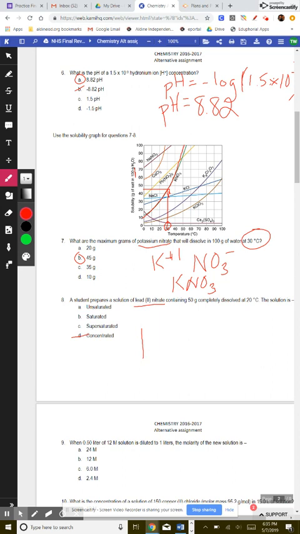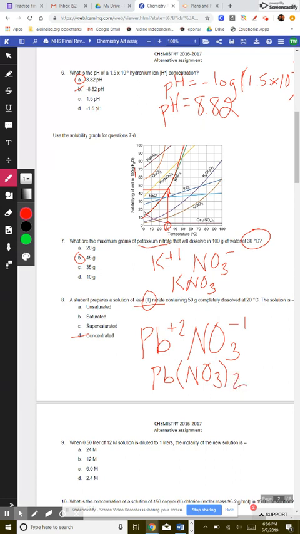Lead nitrate, lead is Pb. And remember that Roman numeral tells us that that's +2, okay? Nitrate is NO3, okay? And then the charge on that is -1. Crisscross drop, the chemical formula is Pb. And then since NO3 is a polyatomic ion, you put it in parentheses, 2. Okay, so Pb(NO3)2 on the graph is right here, okay?